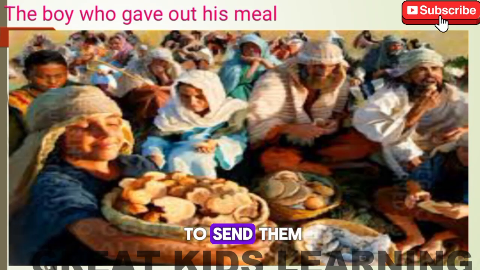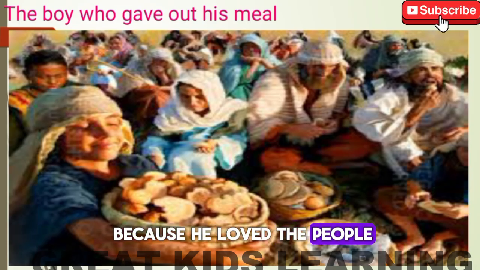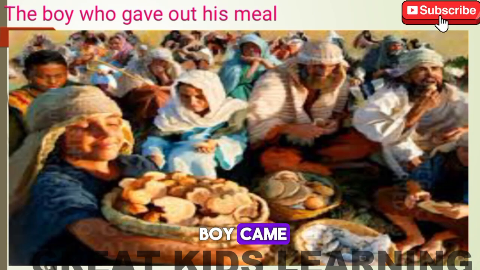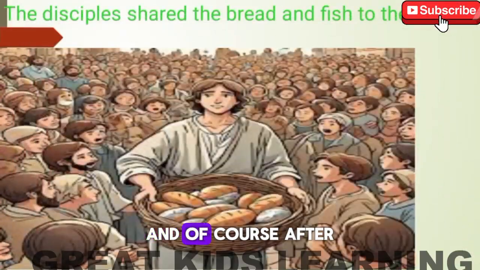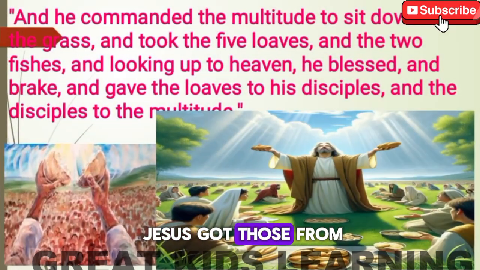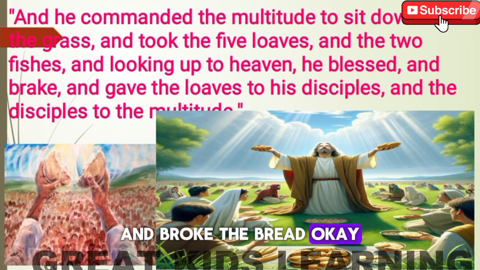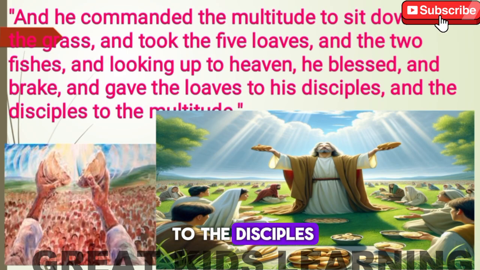The disciples asked him to send them to go and get food by themselves. But Jesus said no, because he loved the people. And he said the disciples should tell them to sit down. And then a little boy came carrying 5 loaves of bread and 2 fish, and he gave them to Jesus. Can you do that? And of course, after Jesus got those from the boy, he gave thanks to the Father. And when he looked up, he gave thanks, he blessed and broke the bread. Then he gave it to the disciples, and the disciples gave them to the multitude.